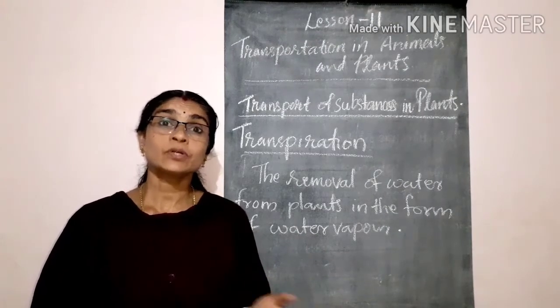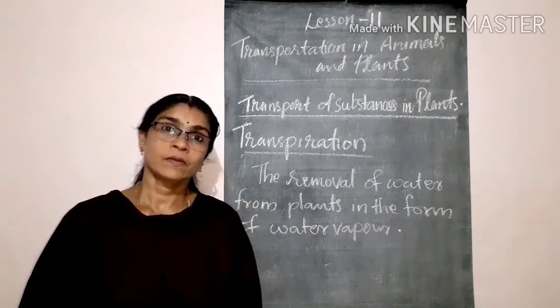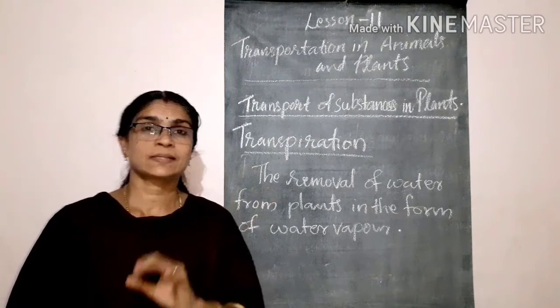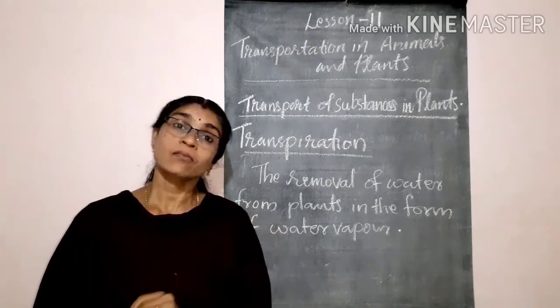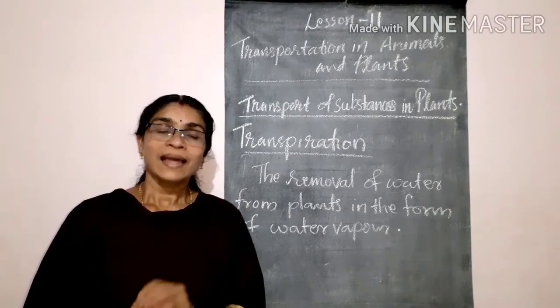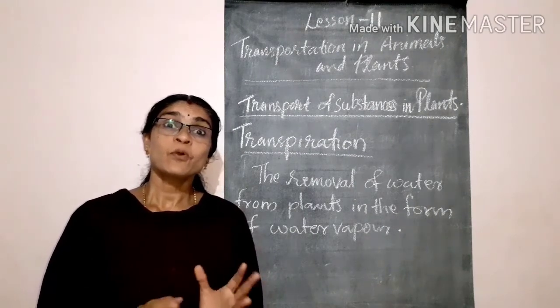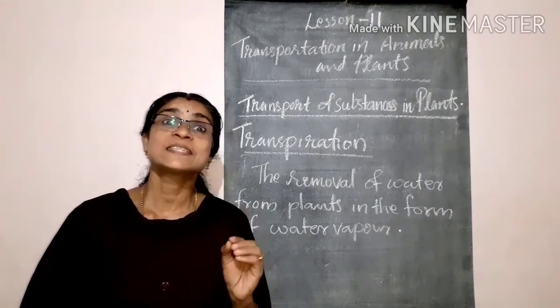And also some amount of water evaporates through the stem. Stems and leaves also contain some minute gaps or pores. The minute pores seen in the leaves are called stomata. And this removal of water in the form of water vapor from the parts of the plants is called transpiration.